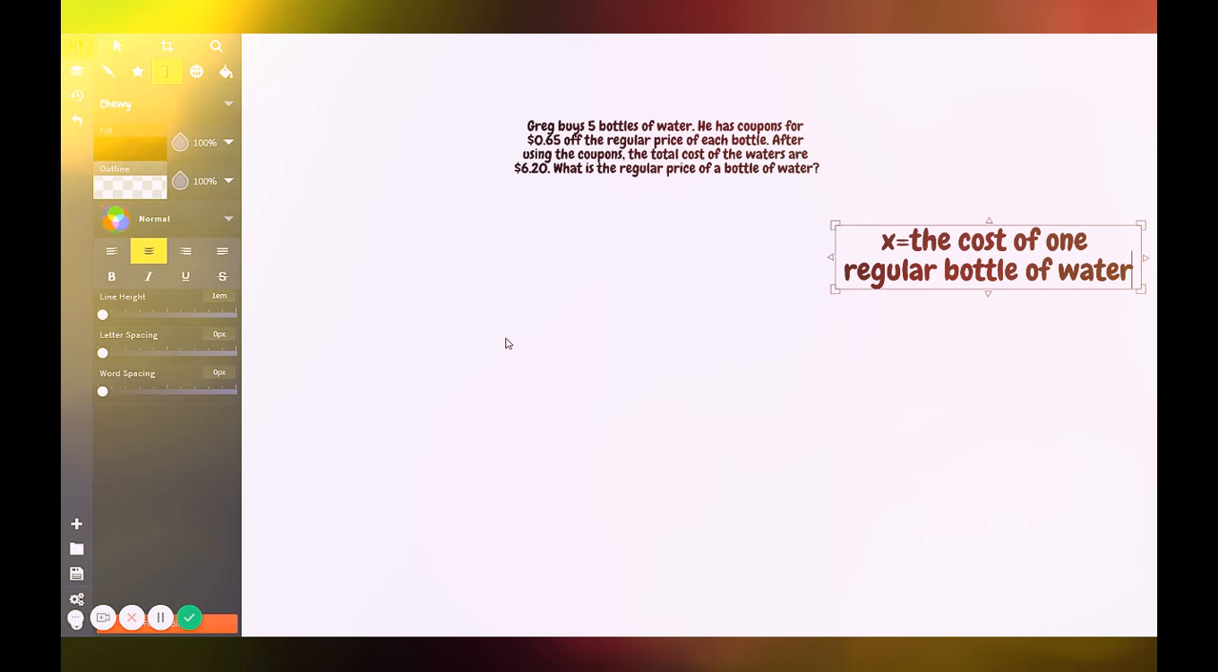Okay, so to find the total cost of 5 bottles of water, you must multiply the cost of one water by 5 to find the cost for 5 bottles of water. We can also do the same thing with the coupons. We multiply the value of one coupon by 5 to find the amount of money they can take from the 5 bottles of water. The cost of 5 bottles of water can be represented by 5x because x stands for the cost of one bottle of water.